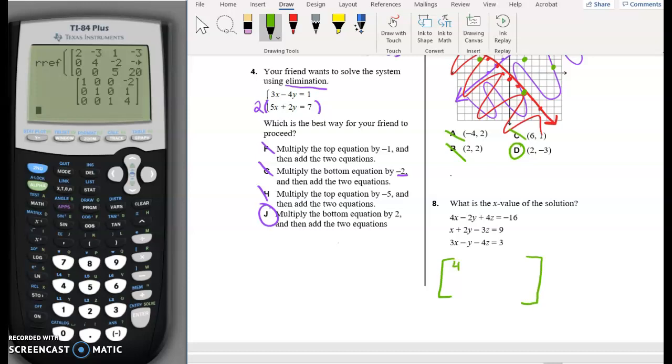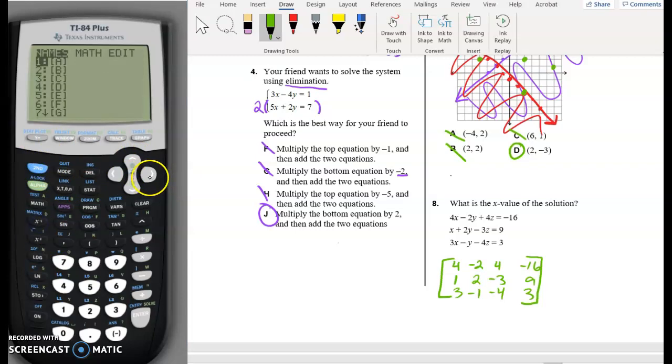So we're going to have 4, negative 2, 4, negative 16, 1, 2, negative 3, 9, 3, negative 1, negative 4, 3. And we only want the x value this time, so x, negative 1, going to RREF, alpha zoom, still a 3 by 4. Let's type in the numbers.